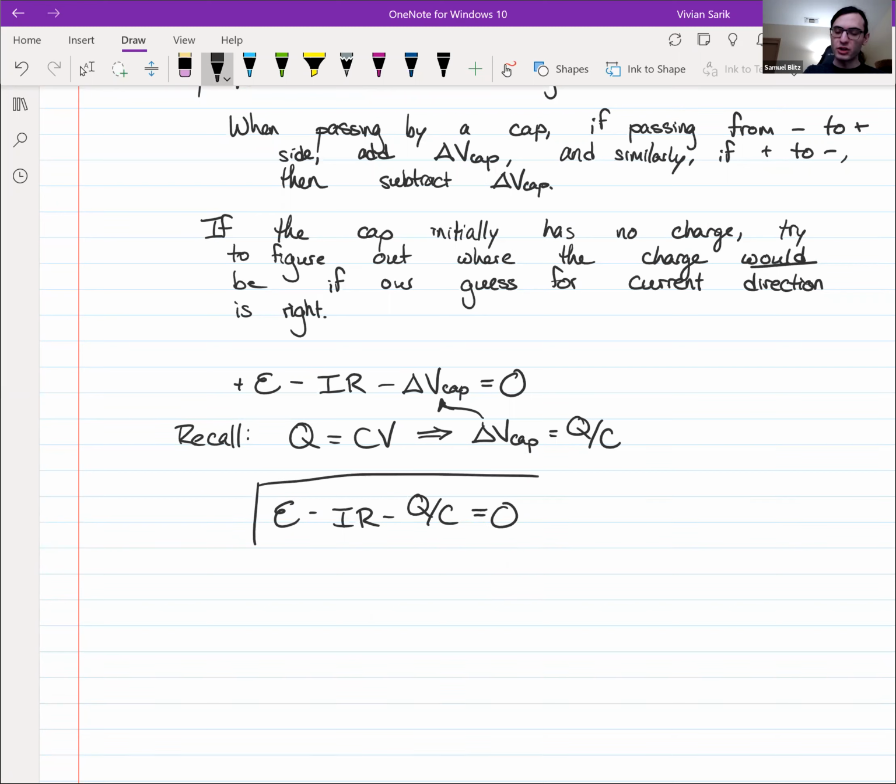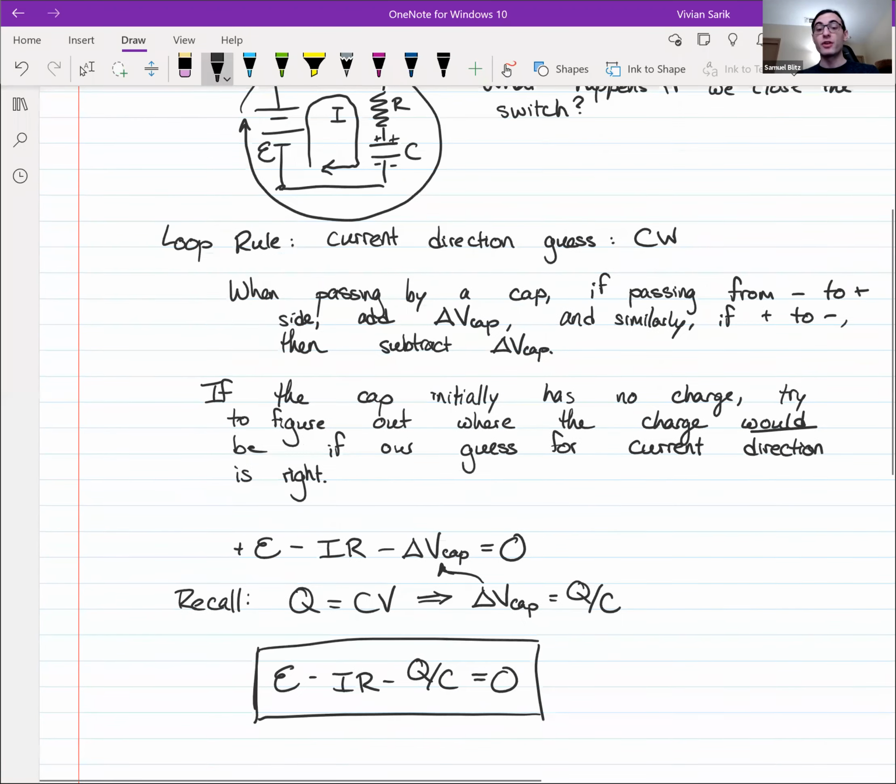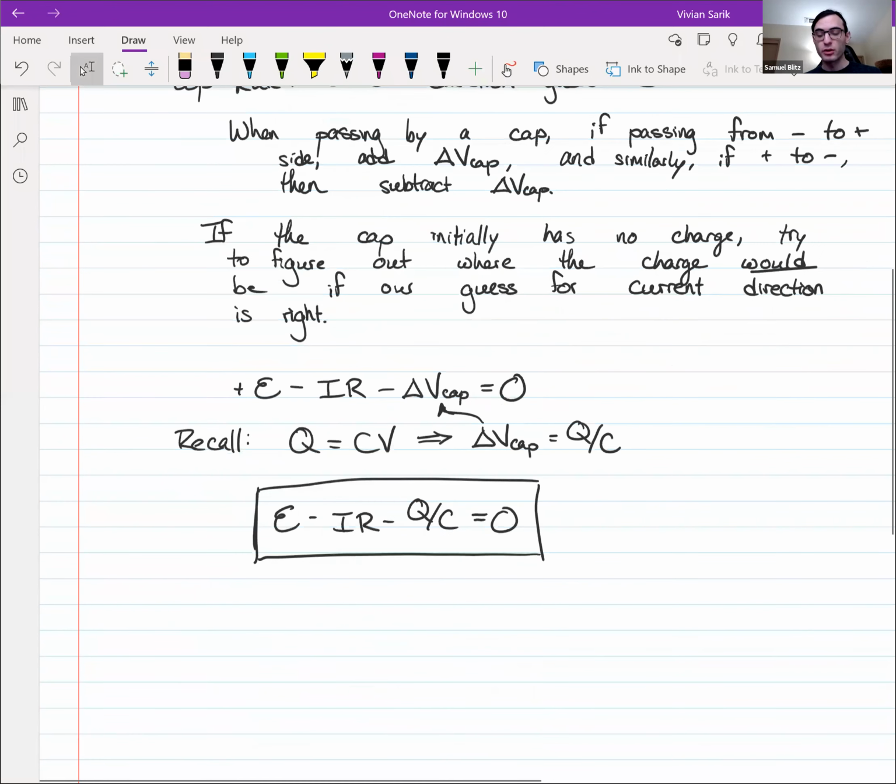And so this is our equation that almost completely governs the behavior of this circuit. So if you knew what the current through the circuit, I, was, you could figure out what the charge is on the capacitor at that instant in time, just by plugging in, right? Assuming you know what the capacitance and the resistance and the EMF are, and things like that.